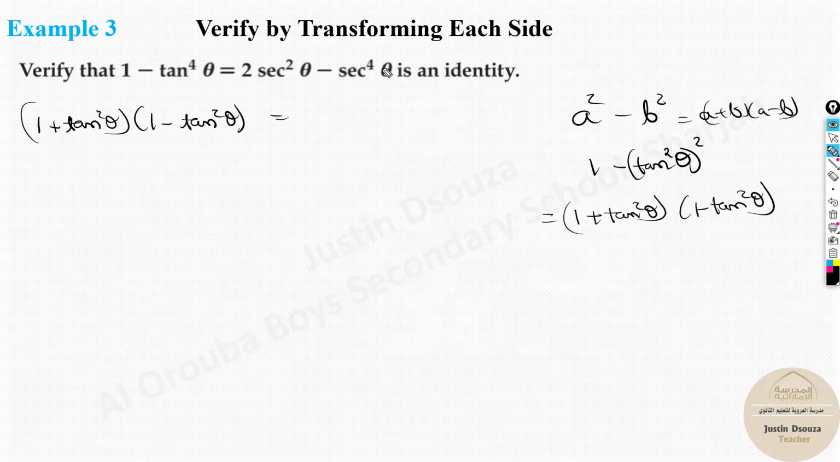Now here, since power 4 is big, I'll just take this power secant to the power 2 theta outside as a common term, and you will just remain with 2 over here minus power 2 is gone, power 2 is remaining, so it will be secant square theta. So this is what remains. Now I'm getting a clarity.